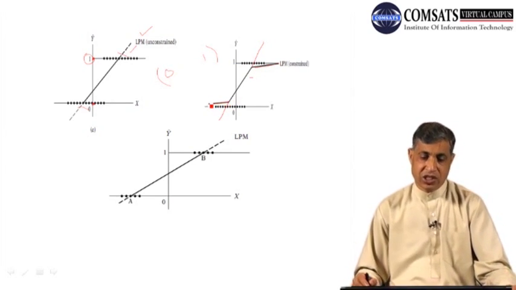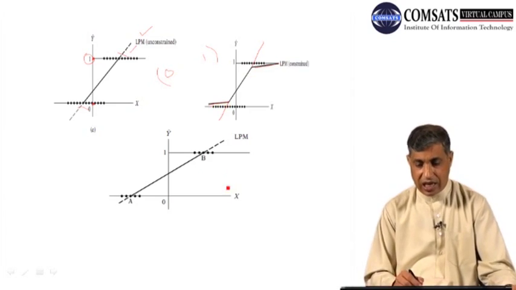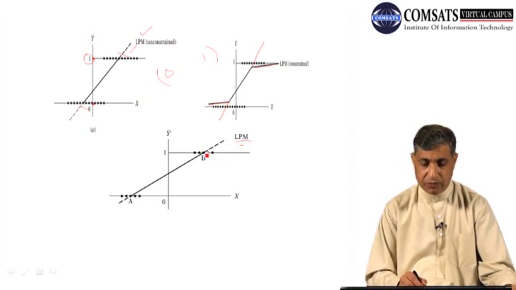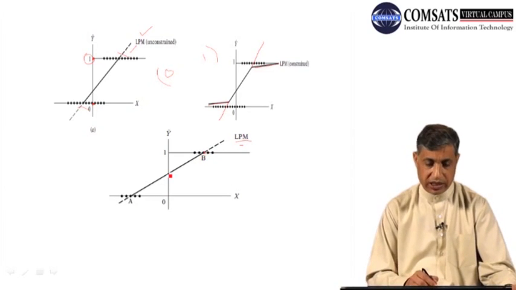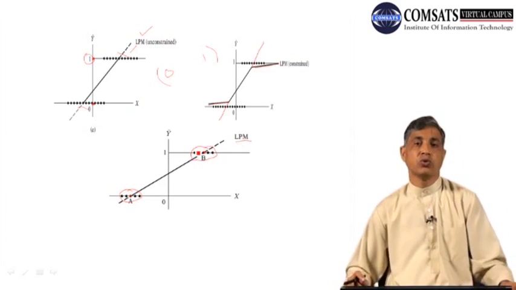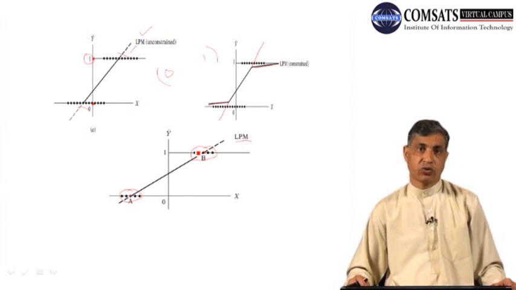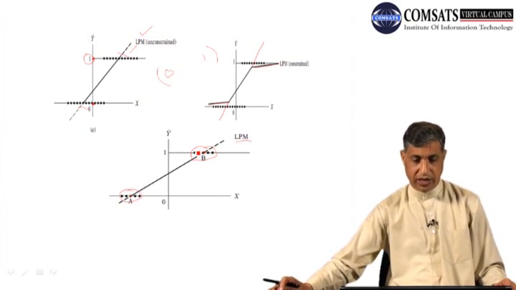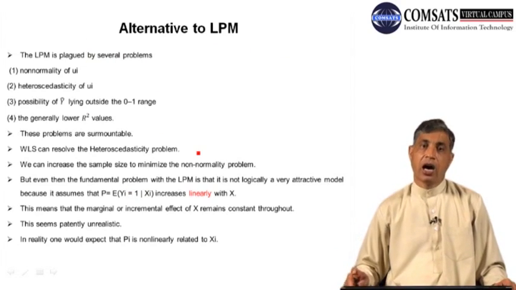So what is the real situation? Look at this. The LPM will be well explained if these are the points, this is point A and this is point B. If X values are more concentrated on A and B, then it will give you a good picture, or you can say a higher R square. So this was some of the scenario.